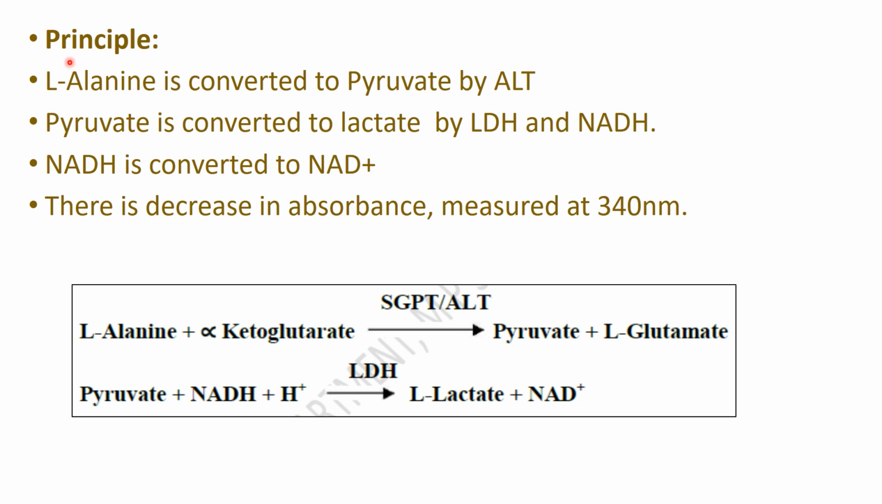So what is the principle? Principle is that L-alanine is converted to pyruvate by ALT. Now ALT is present in the patient's blood sample, and L-alanine, pyruvate, NADH, LDH, these are all present in the reagents. So let us see what happens. L-alanine is converted to pyruvate by ALT.